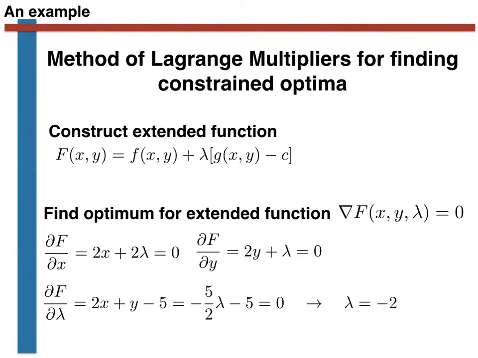To summarize then, the method of Lagrange multipliers consists of two steps. In the first step, you construct an extended function. You then differentiate this extended function with respect to the arguments of the original function and with respect to the Lagrange multipliers. Because the arguments of f at the optimum of this extended function will be the same as the values of these quantities at the constrained optimum of small f.